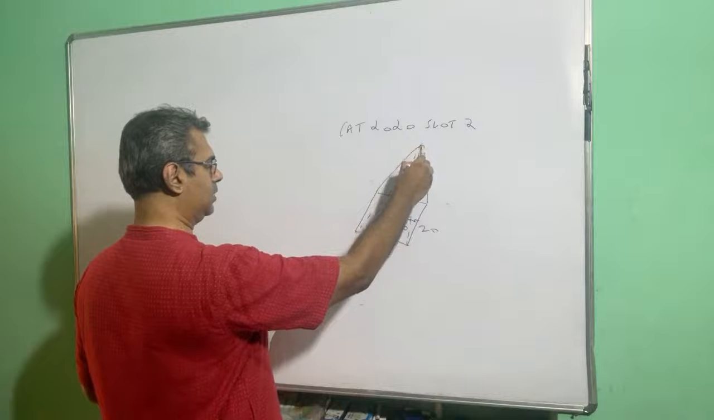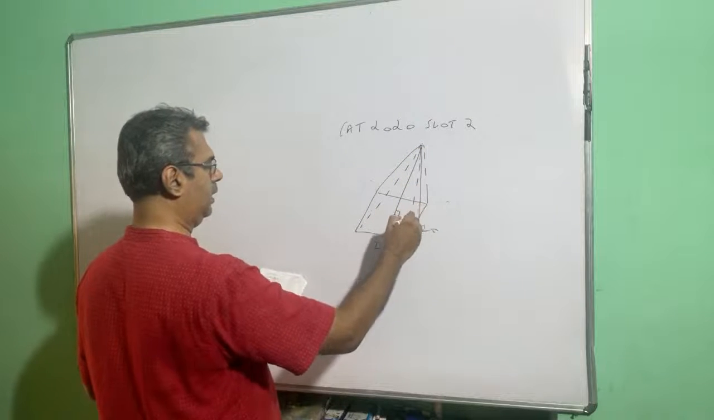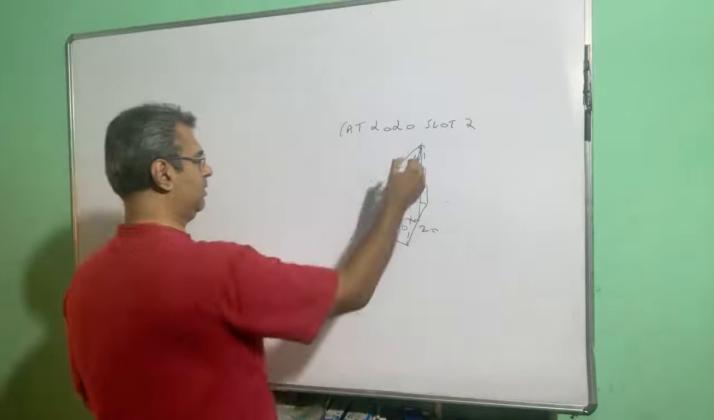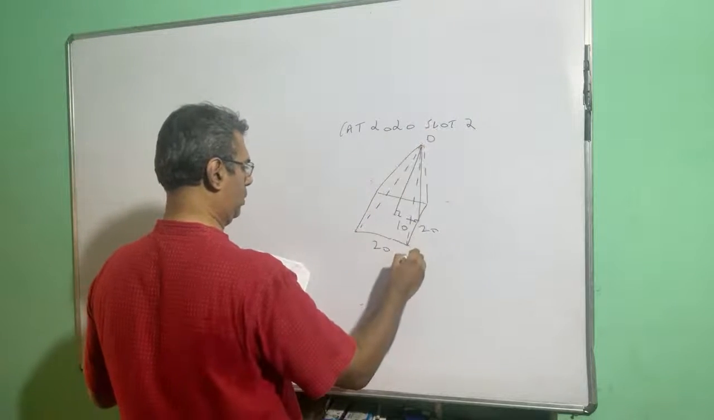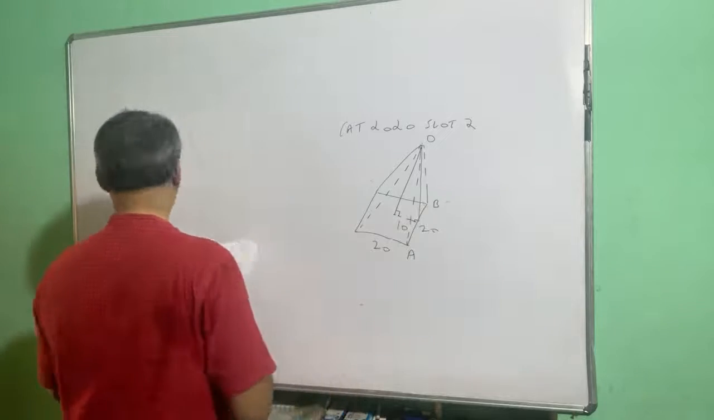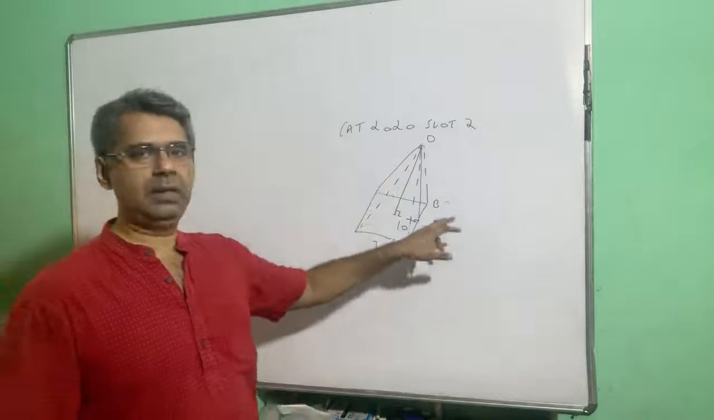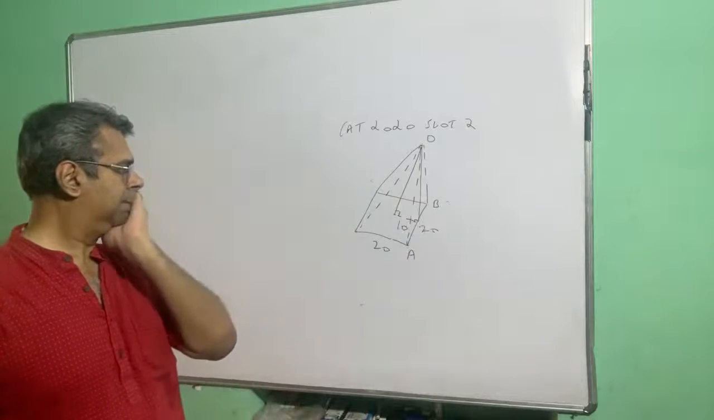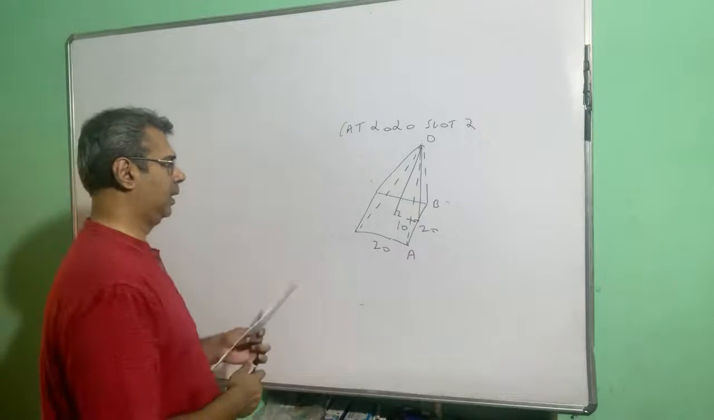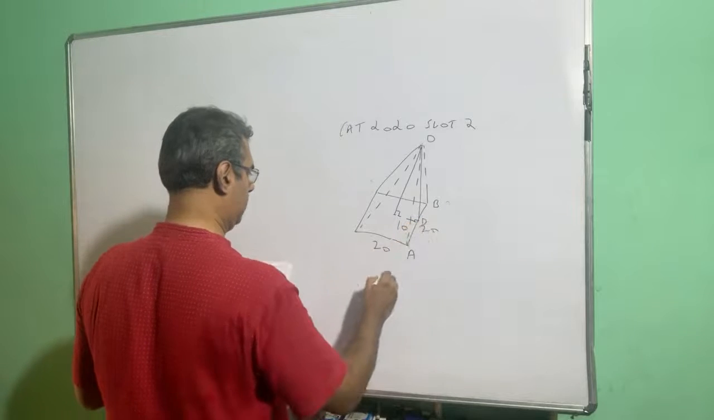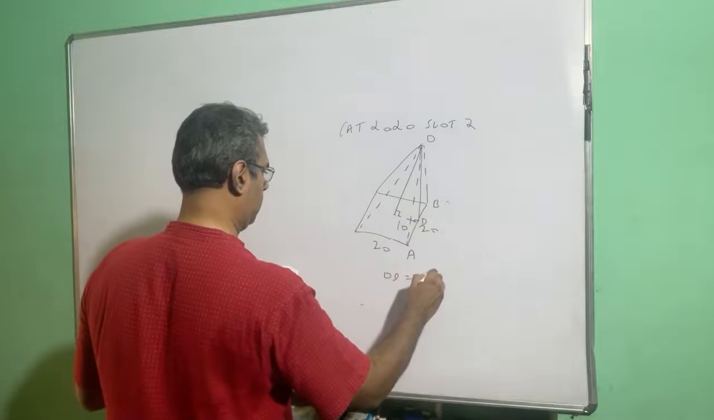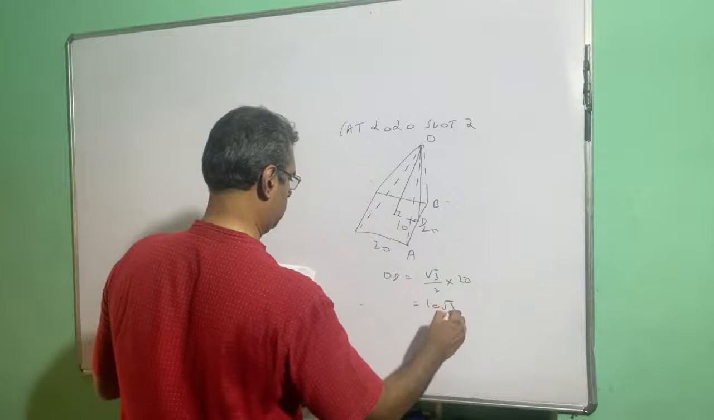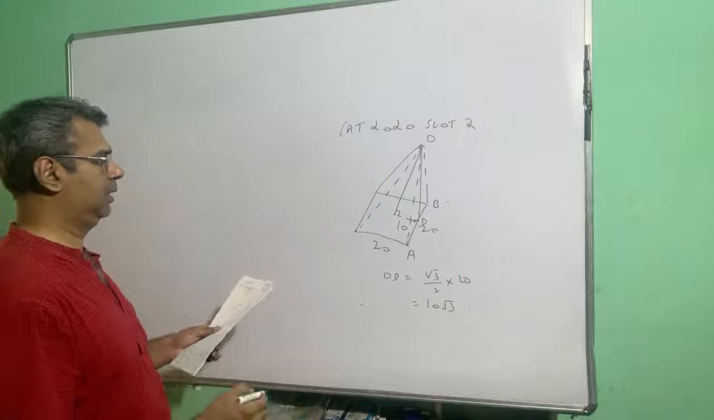Now what I'll do is that I'll just join this one. This three-dimensional figure you'll have to visualize a little bit. So let me give it a name: let me call this O, A and B. So basically OAB is an equilateral triangle, right? I am dropping a perpendicular D. So OD will be root 3 by 2 into 20. So OD will be equal to 10 root 3.